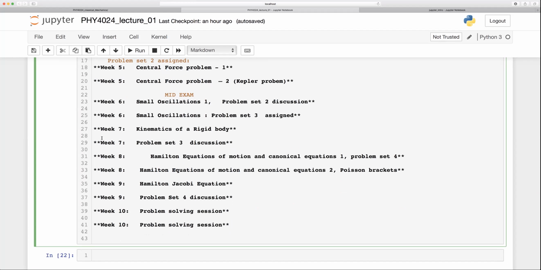And in the final 2 weeks, we will learn about Hamilton equations, canonical equations, and these are again some additions to the techniques that you already have learned in the first few weeks. And apart from that, you will learn about these equations, and at the same time, we will talk about why they are important.